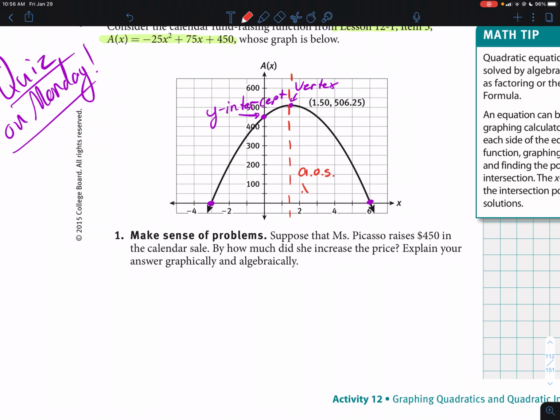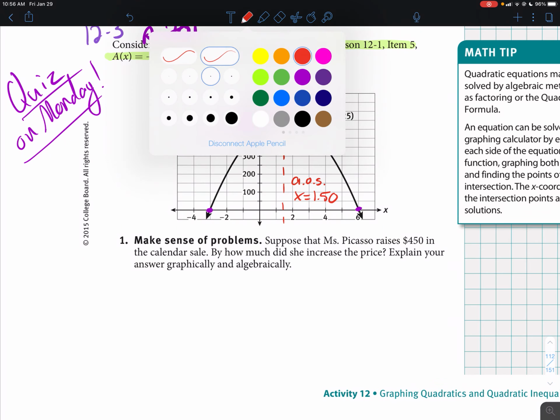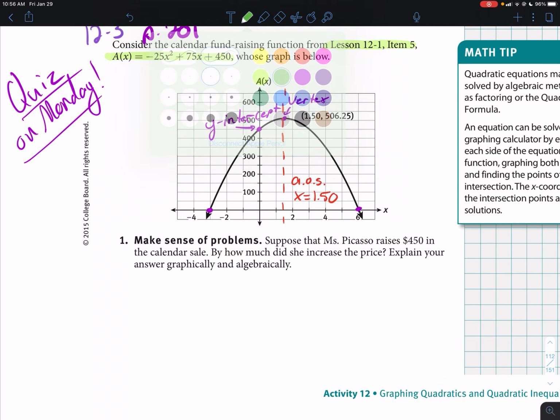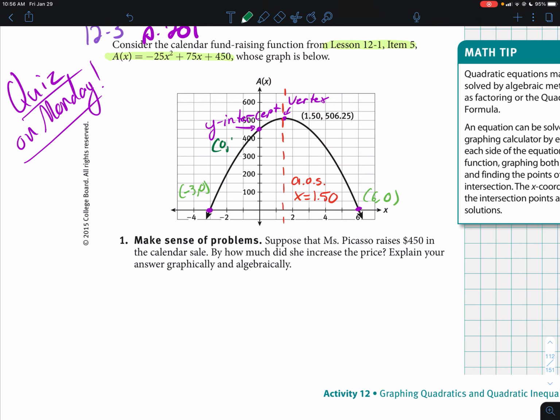And remember to write it as an equation. So this would be x equals 1.5. You could put the 0 on it or not, same thing. And then our x-intercepts were (-3, 0) and (6, 0). Our y-intercept was (0, 450).